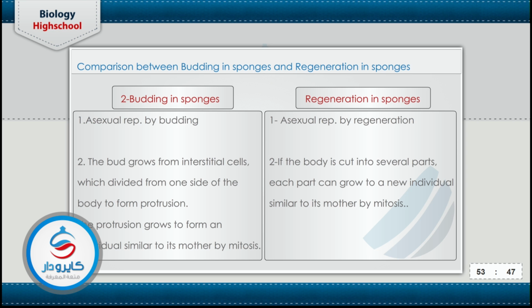But regeneration takes place in sponges if the sponge is cut into many pieces, as in the starfish and planaria also. Each of the several parts can grow to produce new individuals similar to the mother by mitosis division. These kinds of asexual reproduction take place by mitosis because they produce individuals similar to the single parent or the living organism which carries out the asexual reproduction.